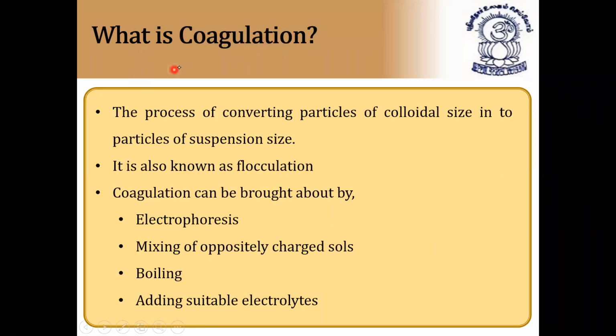Next, coagulation, very, very important. From this, you will definitely get a question. What is coagulation or flocculation? Coagulation is also known as flocculation: the process of converting particles of colloidal size into particles of suspension size. Colloidal size particles can convert into normal, suspension-size particles. It is known as flocculation, which is nothing but simply converting the colloidal solution into a precipitate.